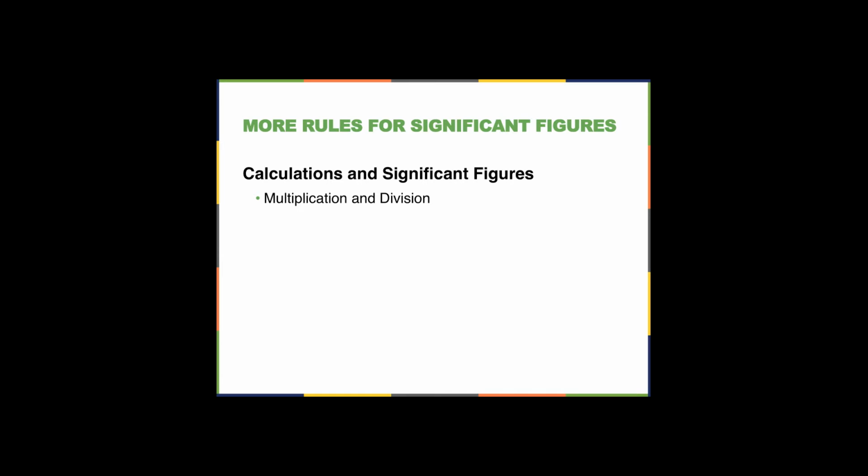So for multiplication and division, the rule is as follows. You round the answer. That means you re-express the answer to the factor with the smallest number of significant figures. So in your measurements, whichever one has the least precision and thus the smallest number of significant figures, the answer is controlled by that factor. And so whichever one that is, the answer is going to have the same number of significant figures as that measurement.